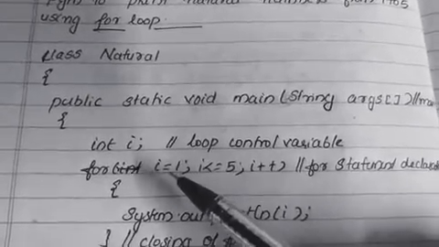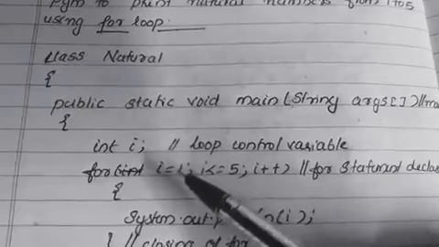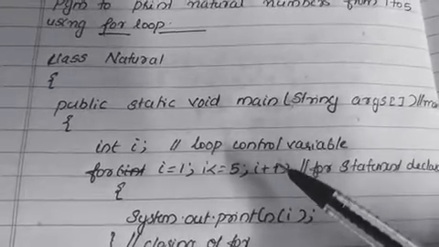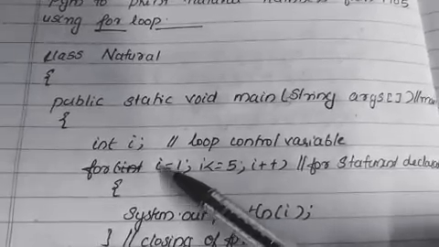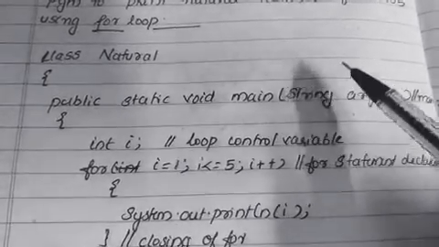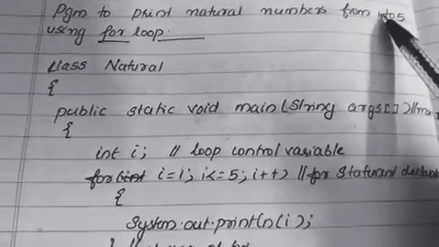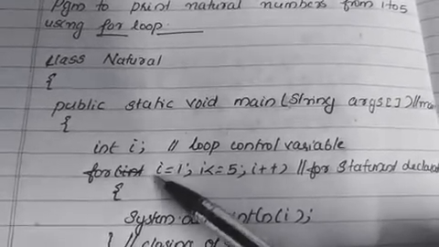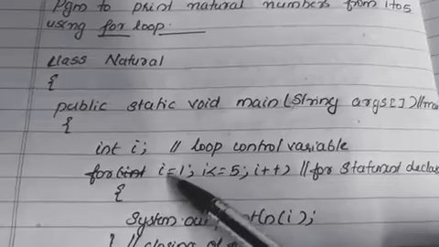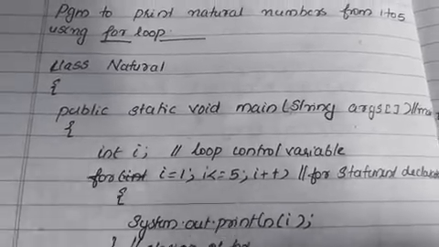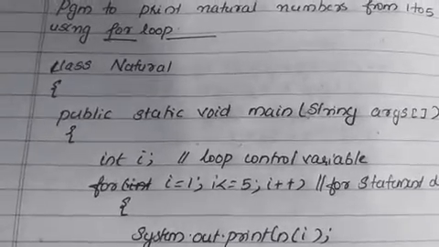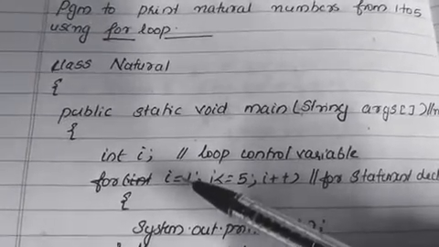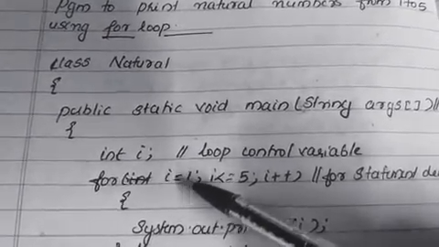Here you can see that there are three expressions: initialization, condition checking, and updation. We know that the initial value of the loop control variable, that is the number to be printed, is 1. The final value is 5. So the initial value is given to the loop control variable. The first value to be printed is to be assigned to the loop control variable as the initialization expression. So i equal to 1.